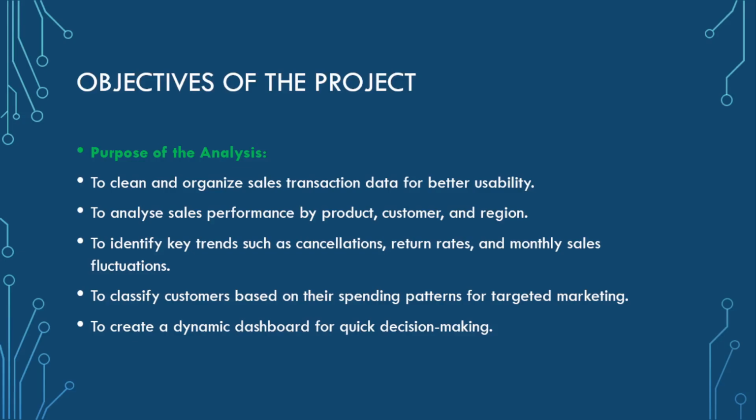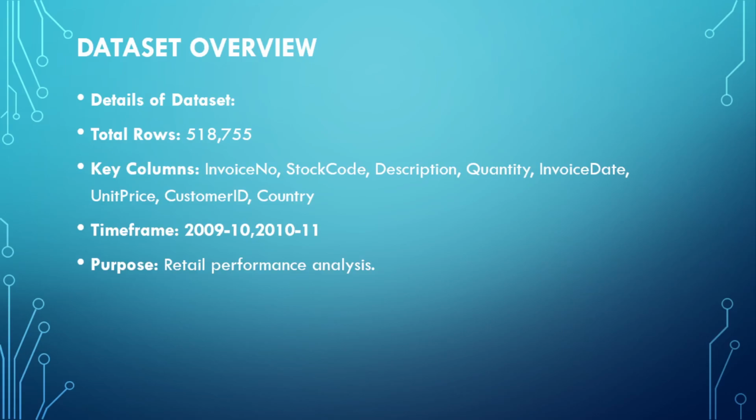After that, we are going to classify customers based on their spendings, and last, we are going to create a dynamic dashboard. For that, we have two datasets, 2009-10 and 2010-11. We have a huge dataset, with total rows around 518,000. We have 8 columns in our dataset: invoice number, stock code, product description, quantity, invoice date, unit price, customer ID, and country. The purpose of this dataset is to analyze the retail performance.